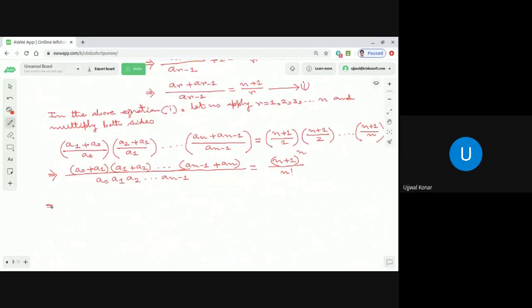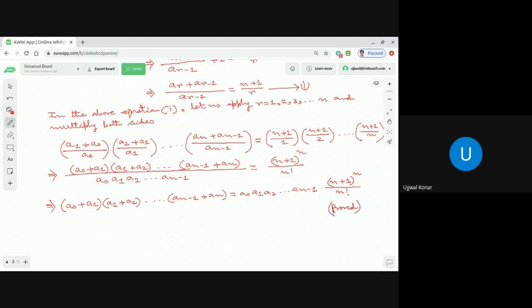So this implies that a0 plus a1 into a1 plus a2, and in that way it continues till an minus 1 plus an, is equal to a0 into a1 into a2 up to an minus 1, into n plus 1 power n divided by n factorial. Proved.